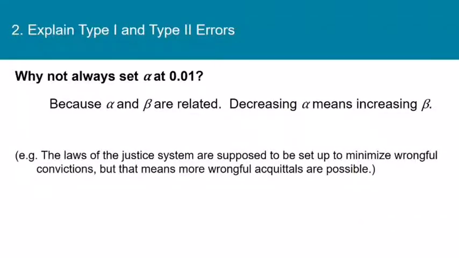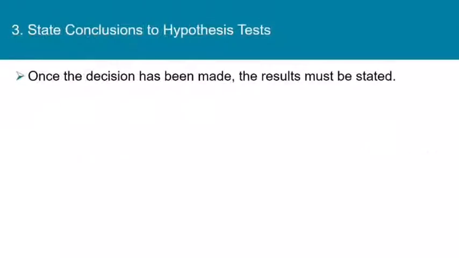But we've decided in this country that we would rather have it that way than the other way. There's no way to minimize the probability of wrongful convictions and at the same time minimize the probability of wrongful acquittals. We just have to decide which type of error we think is more important to avoid and minimize that probability with the understanding that the other one is going to go up to some degree.